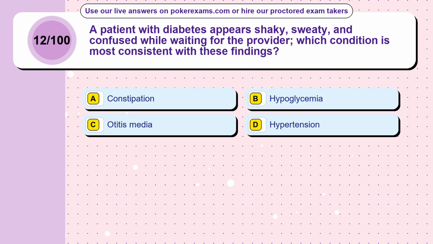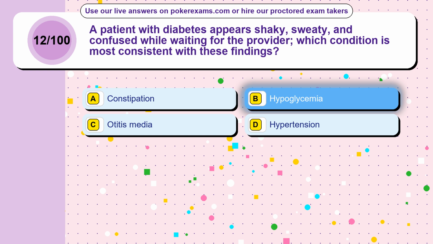Question 12. A patient with diabetes appears shaky, sweaty, and confused while waiting for the provider. Which condition is most consistent with these findings? Option A, constipation. Option B, hypoglycemia. Option C, otitis media. Option D, hypertension. The correct answer is option B, hypoglycemia.